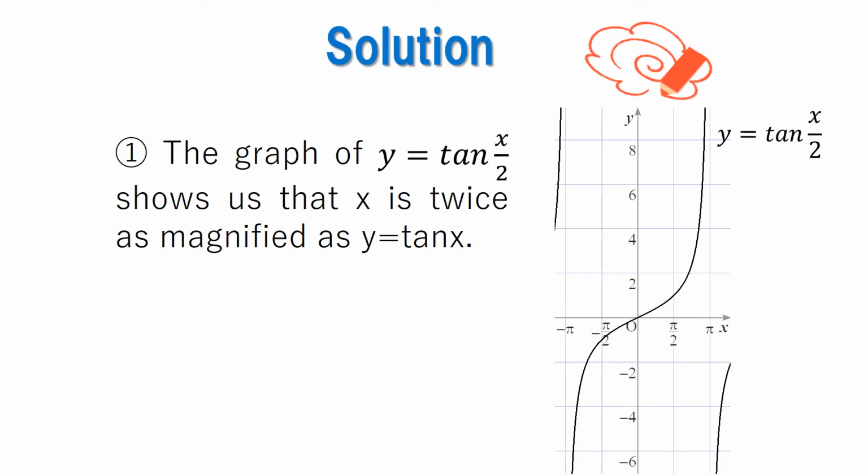For number 1, when x is a real number, draw a trigonometric function with a period of 1. In y equals tangent (x divided by 2), x is multiplied by a factor of 2 over y equals tangent x. Therefore, the period becomes 2 pi, and the graph will look like this.